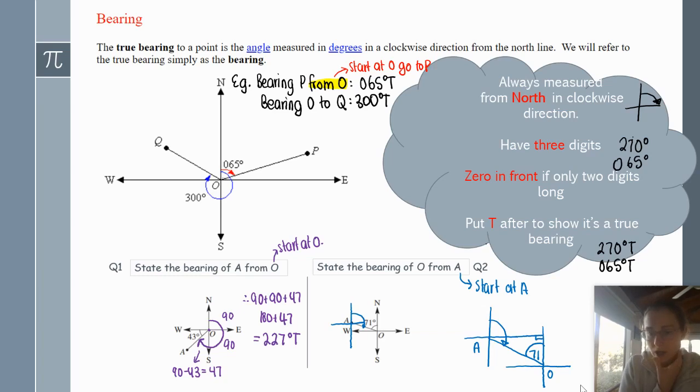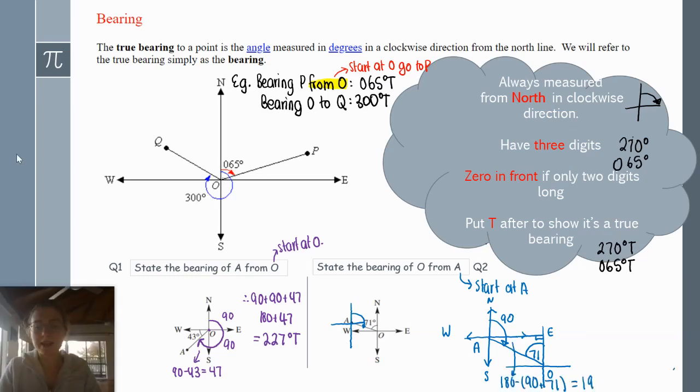Now I can make a right angled triangle by simply drawing a line across. My first quarter from A, well, that's 90 degrees. If I keep moving clockwise, I have this little angle here that I'm going to find, and that's really just going to be 180 minus 90 minus 71 because of the angle sum of the triangle. That is equal to 19 degrees. So in total, the bearing of O from A is 90 degrees plus 19 degrees. So that would be 109 degrees. You can put the T in if you like.